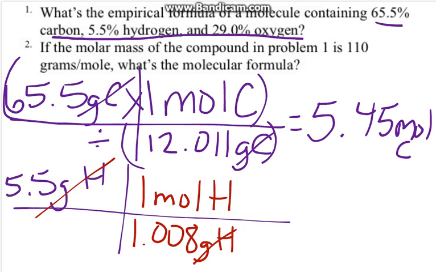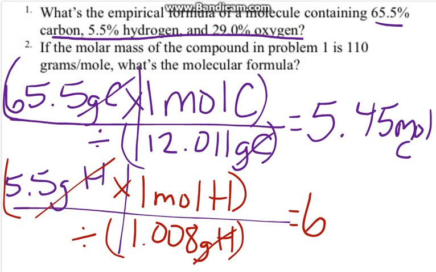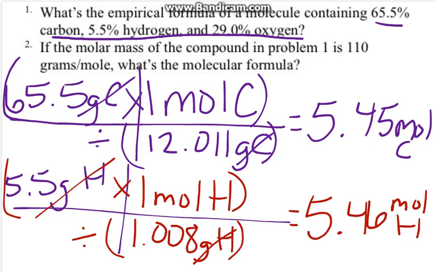You cross out your grams. You multiply everything on top, divide by everything on bottom, and you will get, not a 6. Sorry about that. Definitely was a 5.46 moles of hydrogen. And really we only need 2 sig figs for that. So this would actually be 5.5 moles of hydrogen. Okay? We're going to do the same thing to oxygen.